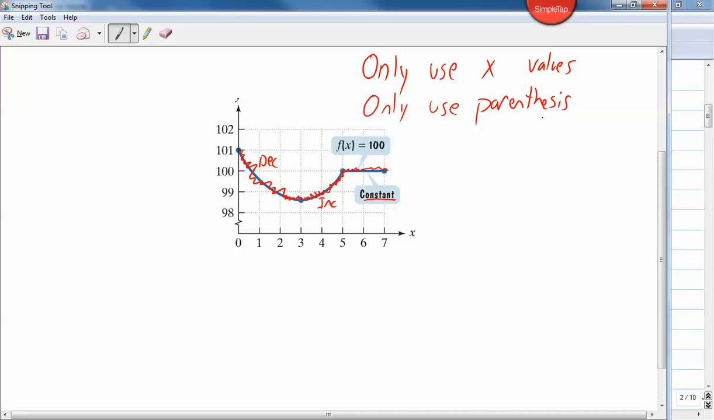Okay? So for this graph here, I only use x values. So I start at, on this graph, x equals 0. So parentheses 0, 2, I'm decreasing, decreasing, decreasing until I get to x equals what? 3. So I put 3 parentheses, and out to the side I'm going to say we were decreasing.